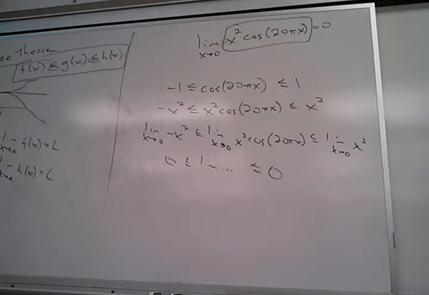So if we look at this function, x squared cosine 25x. And my window, I don't know, let's see what this looks like. Zoom 6. Yeehaw. All right, let me change my window a little bit. All right, that's better.